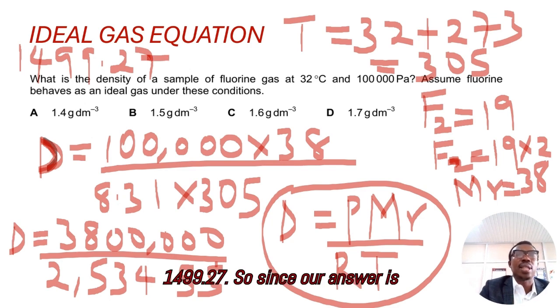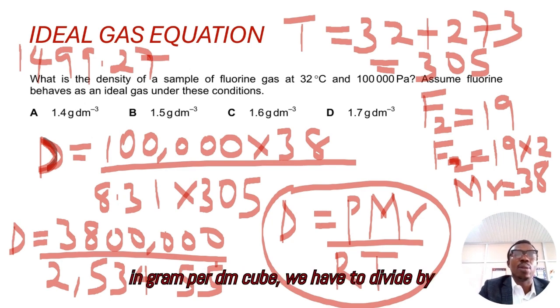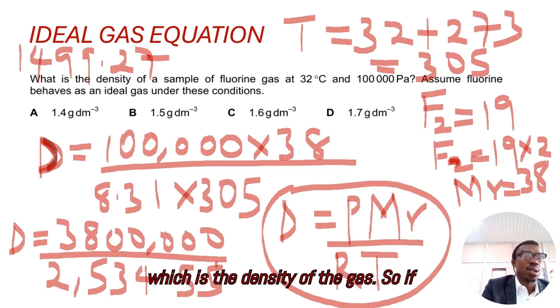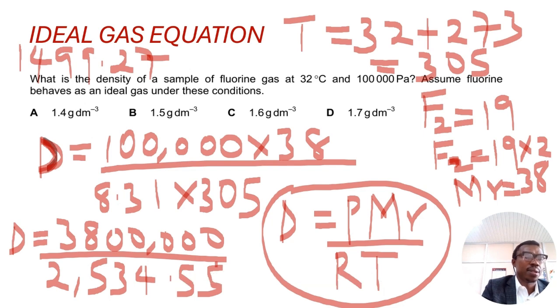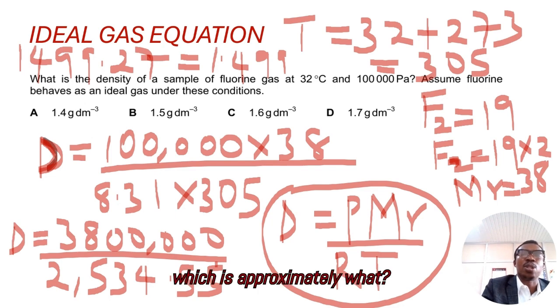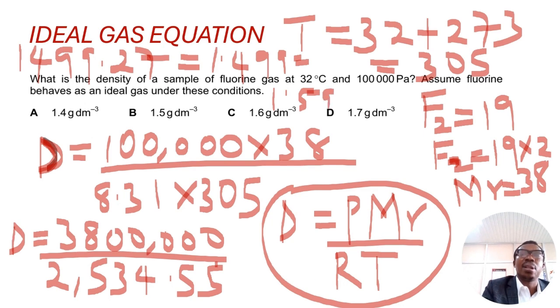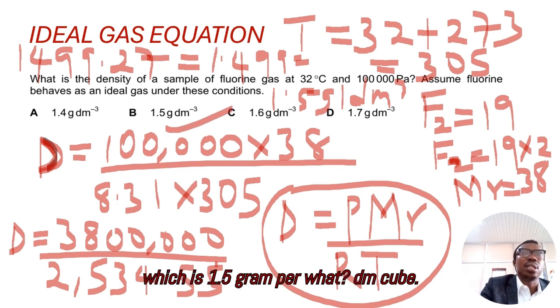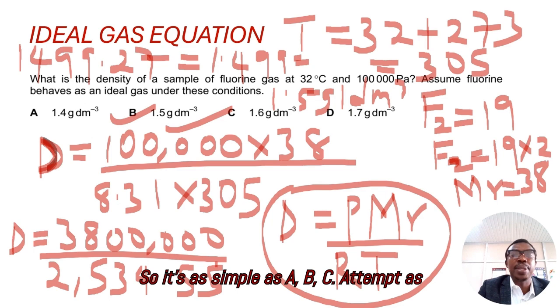1499.27. Since our answer is in gram per dm cube, we have to divide by 1000 to convert it to gram per dm cube, which is the density of the gas. If you divide by 1000, you have 1.499, which is approximately 1.5 gram per dm cube. So the correct answer to this question is B, which is 1.5 gram per dm cube. So it's as simple as ABC.